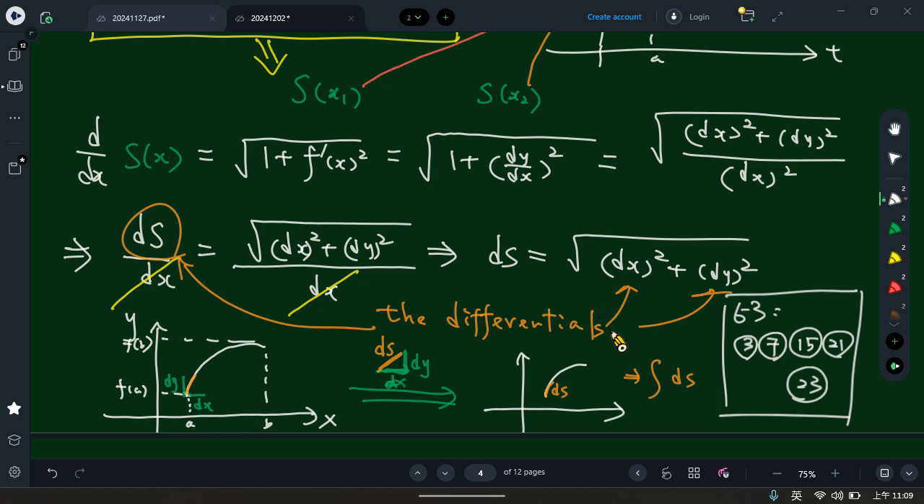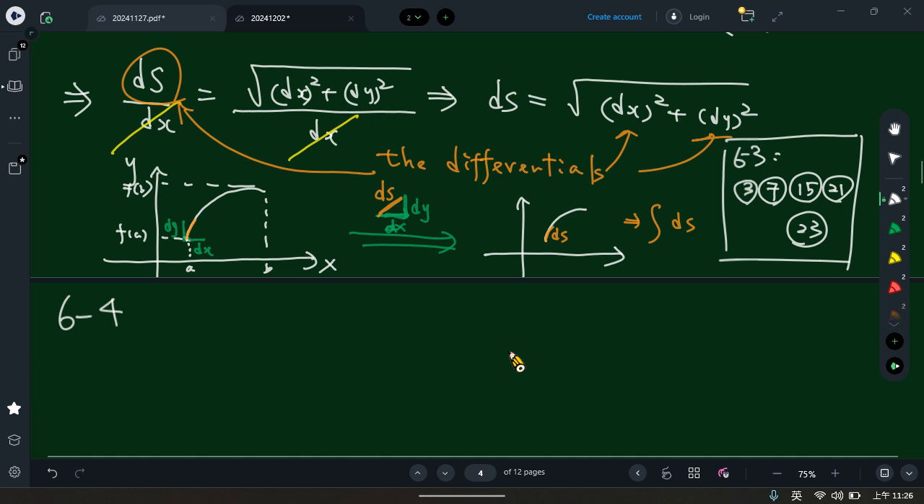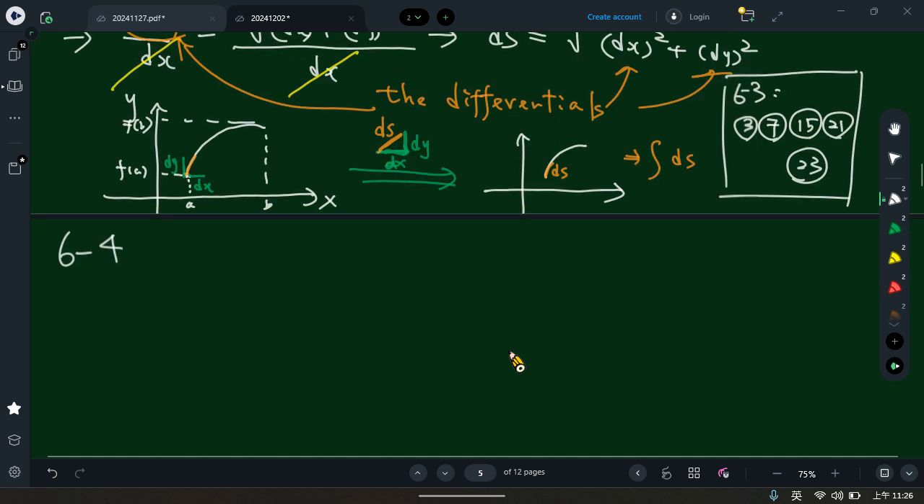Okay, so maybe let's just stop here for a while and then come back to the classroom 10 minutes later. Then we will talk about how to revolve one curve, then get the area of a surface correspondingly.